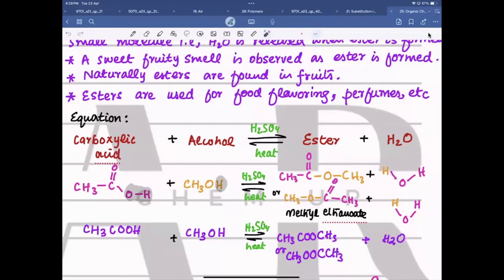Now, if I show you this half equation where it's butanoic acid and ethanol, and I ask you to draw the structure of the ester, how will you do it? Okay, the screen is stuck again.